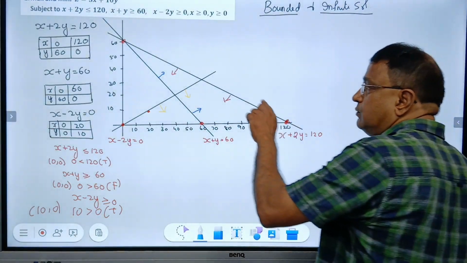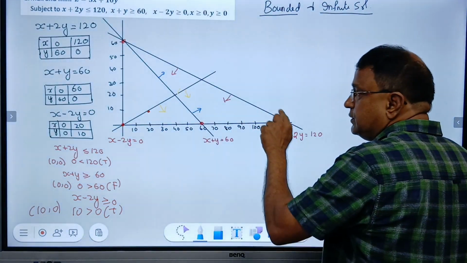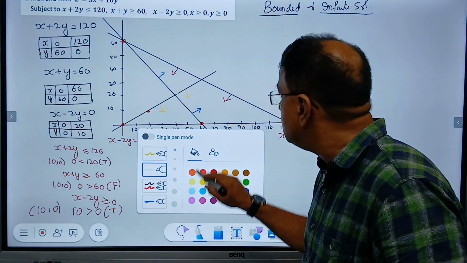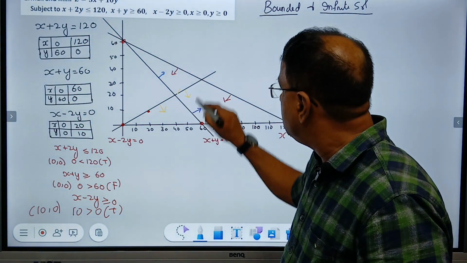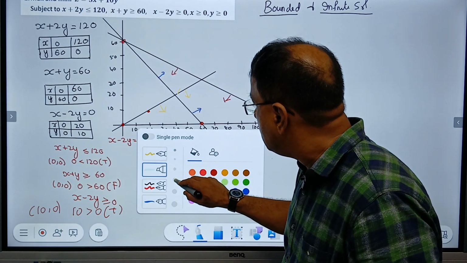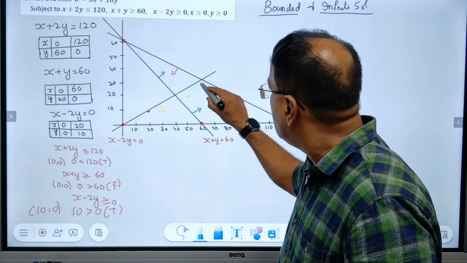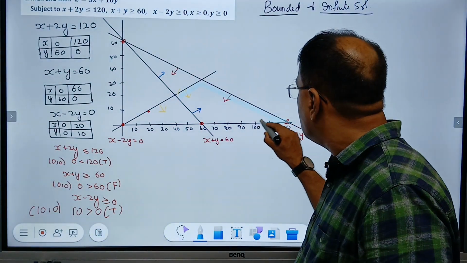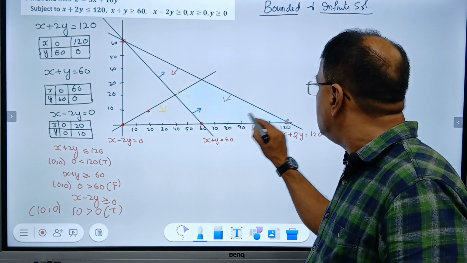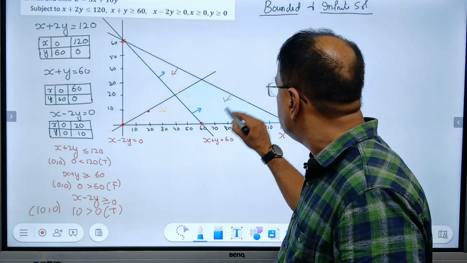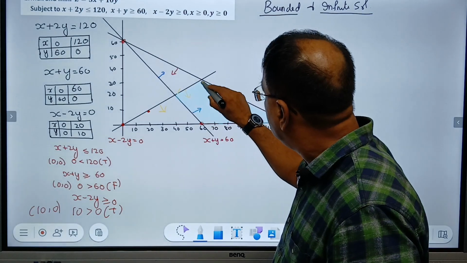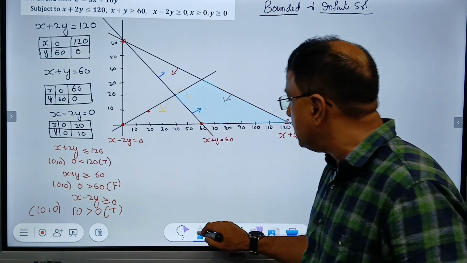Now where do you see all the shaded region? This is the feasible region. So go back to this, take this, and this is my feasible region. Correct? Can you see it? This is my feasible region. And what do you say about the feasible region? It's bounded. Am I right? Because it is bounded by the line.